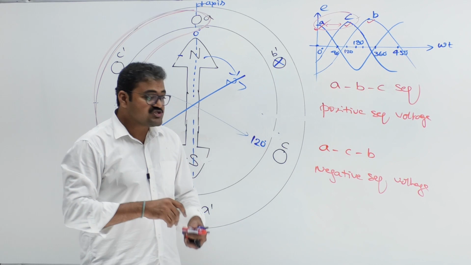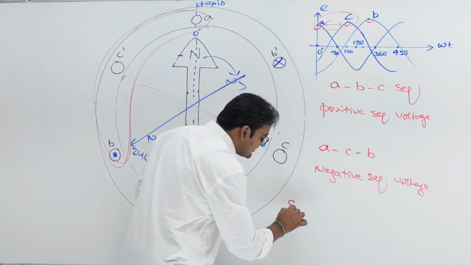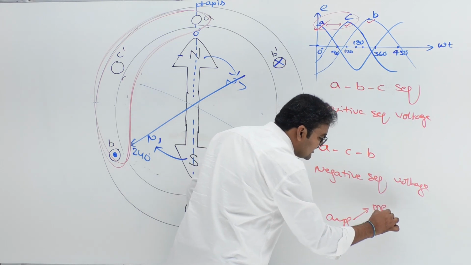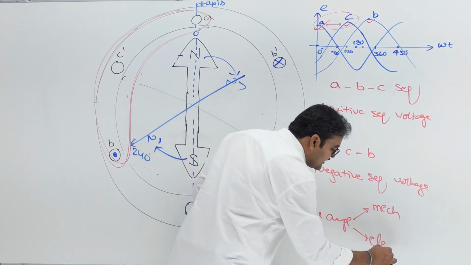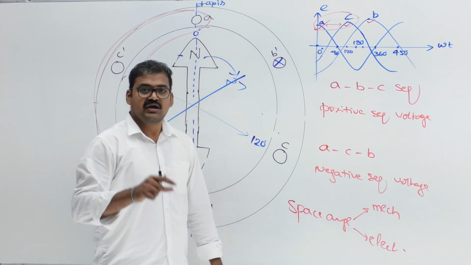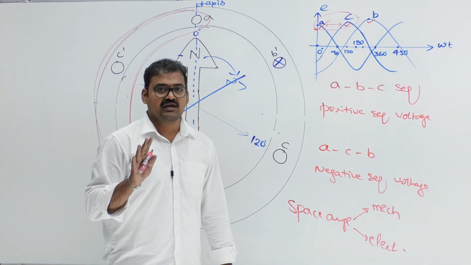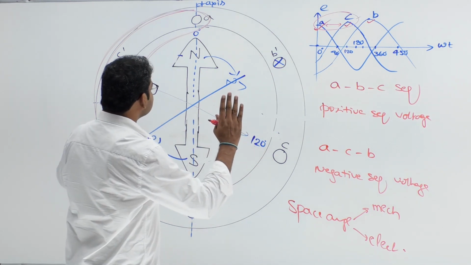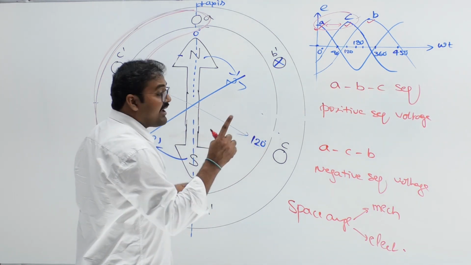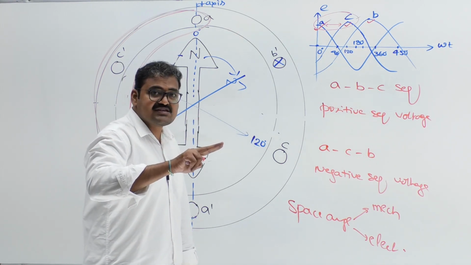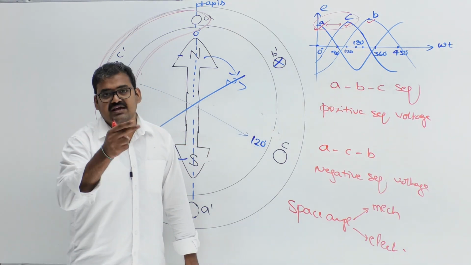Now, space angle can be expressed in two ways again. Space angle can be expressed in either mechanical degrees or electrical degrees. Don't forget. Directly, if you look at the diagram physically, what is that angle? Mechanical space angle. Convert that mechanical space angle to electrical space angle.